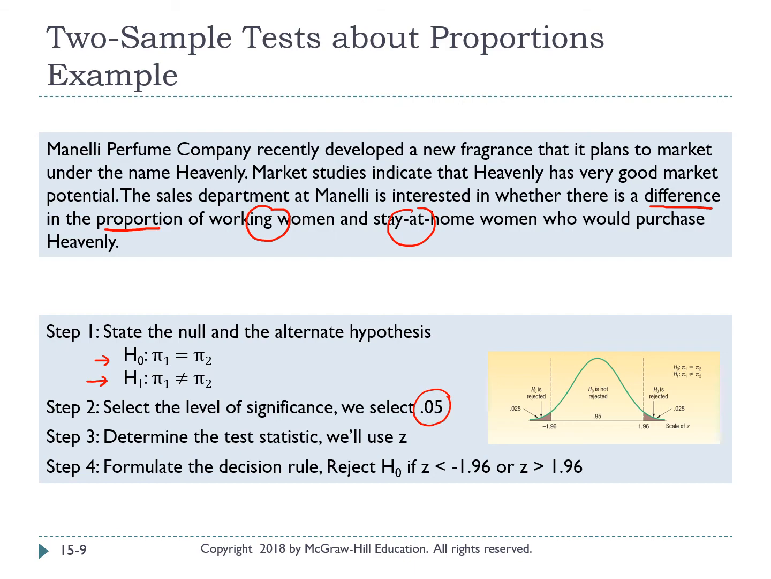And the information to compute the Z will be explained in the next slide. Step number 4, we have to formulate the decision rule.